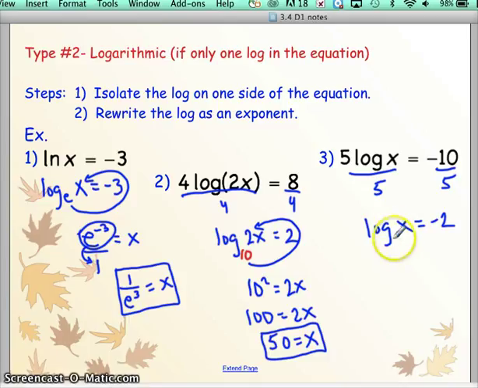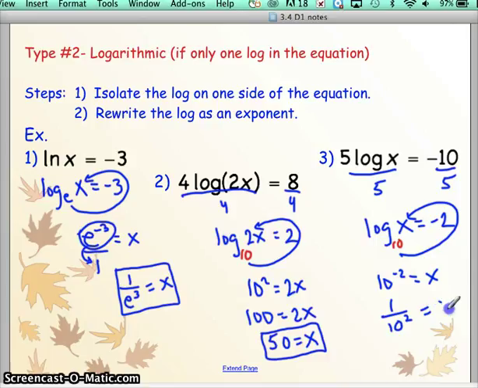And again, when you don't see a base written there, it's really a 10. And then we're going to swoop 10 to the -2 equals x. And again, we can move that down to the bottom, so it'll be 1 over 10 to the +2, or you can write that as 1 over 100 equals x.